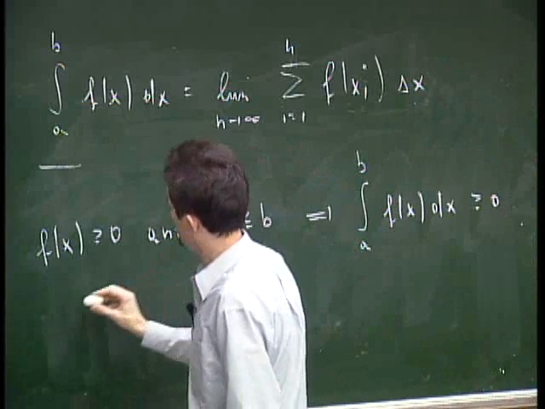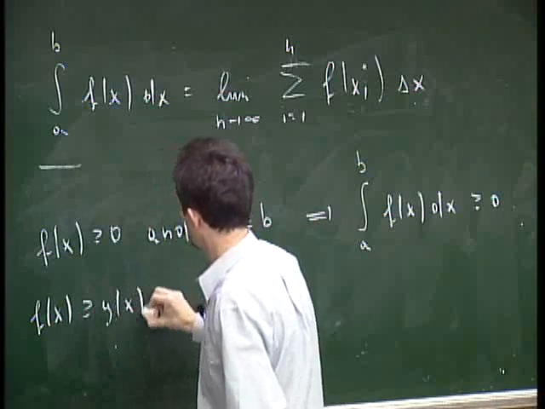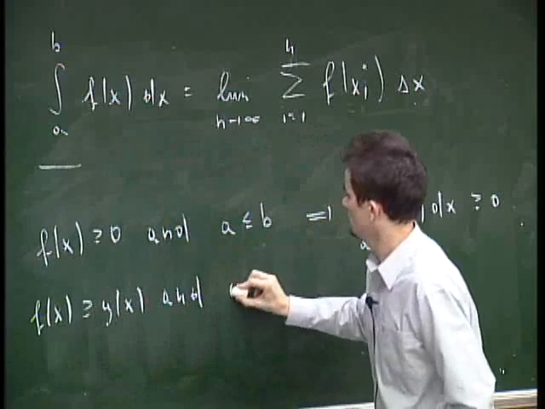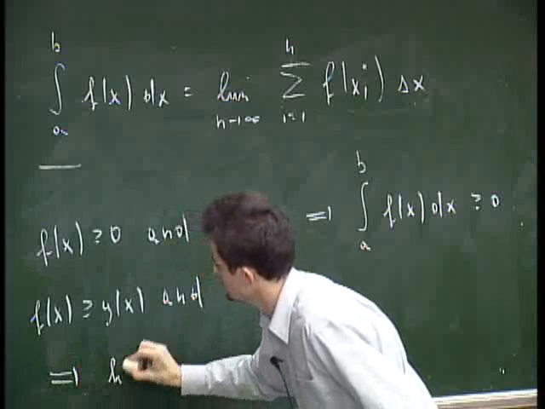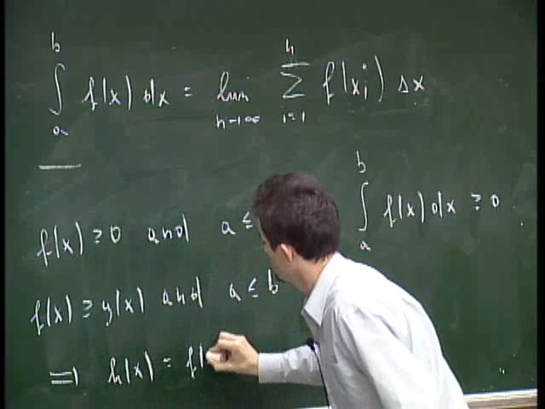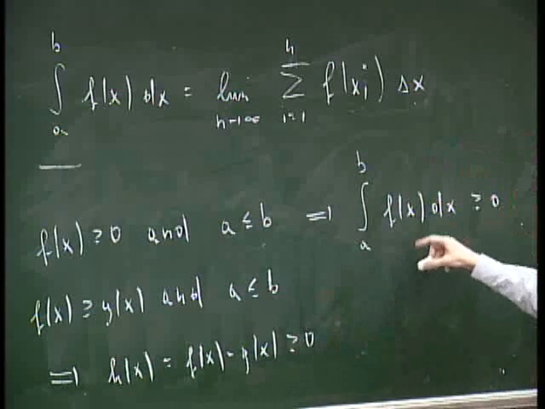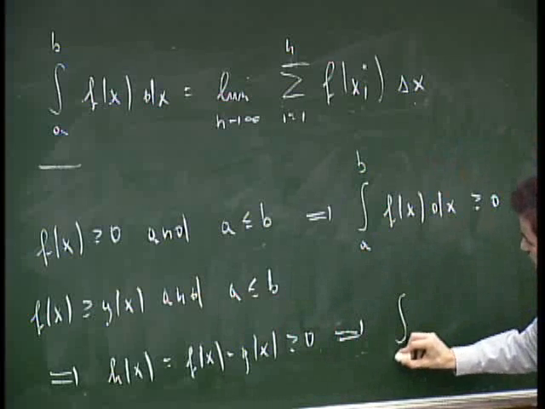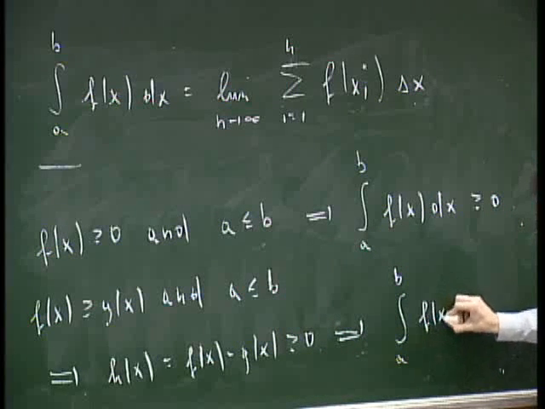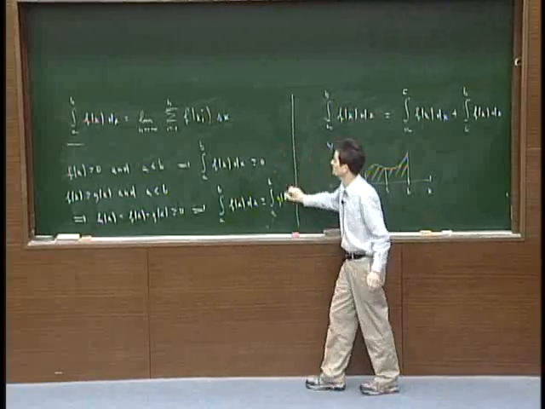Now, if you have two functions, f of x and g of x, with f larger or equal than g and a smaller or equal than b, then you look at the new function h of x, which is equal to f of x minus g of x. This function is larger or equal than 0, so you can apply this one. So you get that the integral over this one is larger or equal than 0, or, if you use the rules which we have proved already, the integral of f of x dx is larger or equal than the integral of g of x dx. So this is already a consequence of this one.